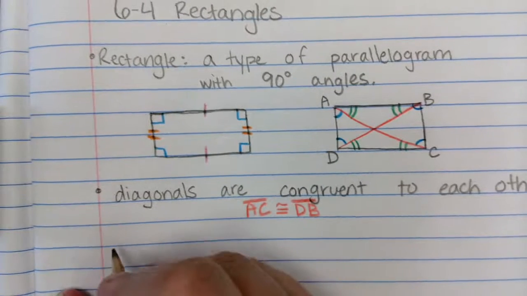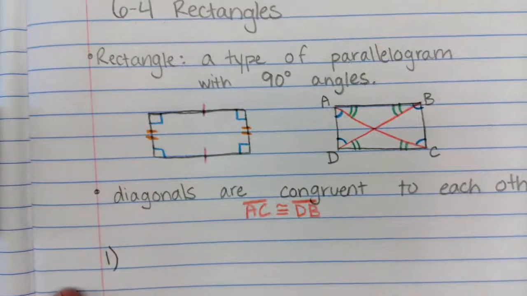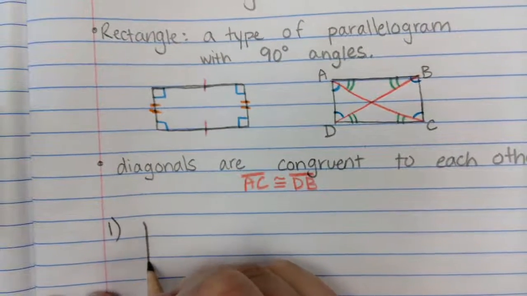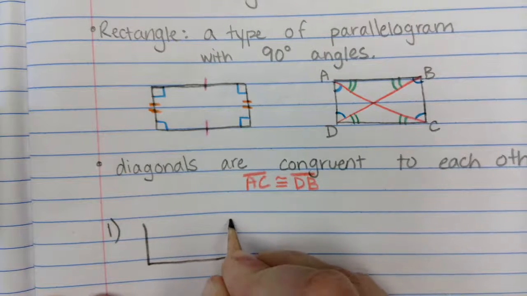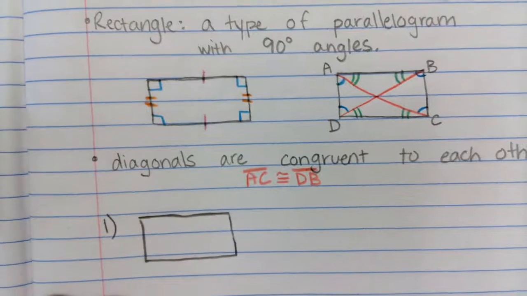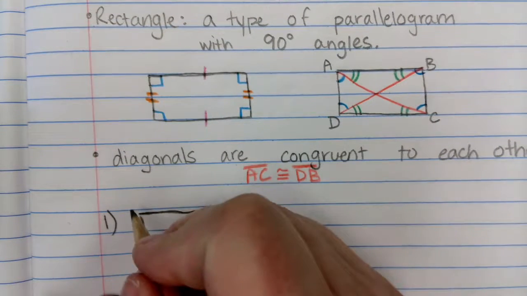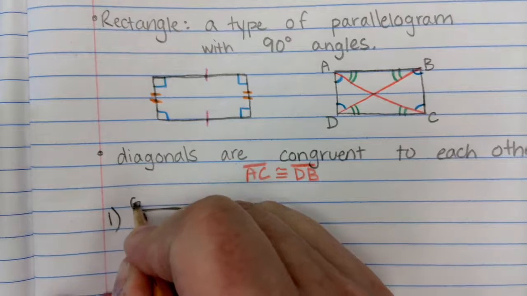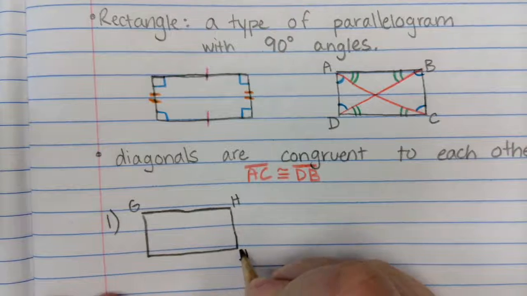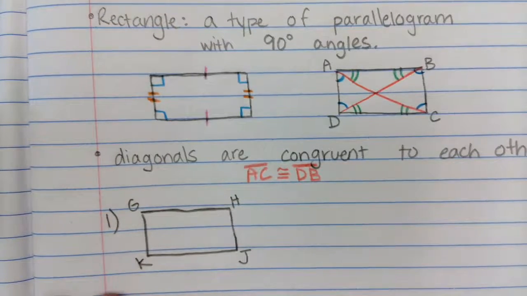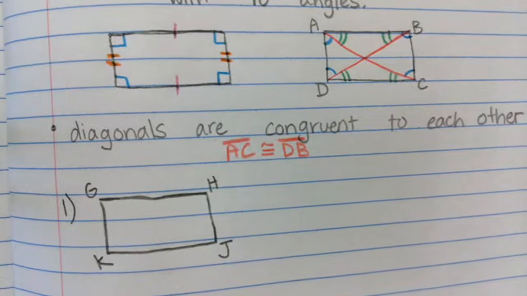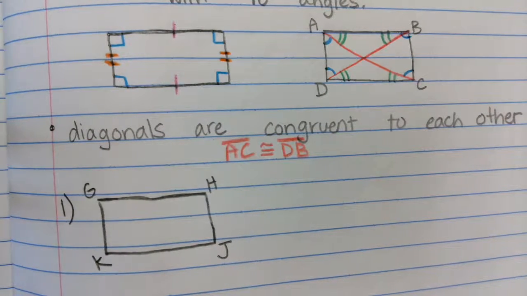And we're going to have G, H, J, and K. We are going to draw in the diagonals, so you're going to connect H to K and G to J. However, I'm going to use a ruler because I didn't do a good job last time. That's a little bit better.